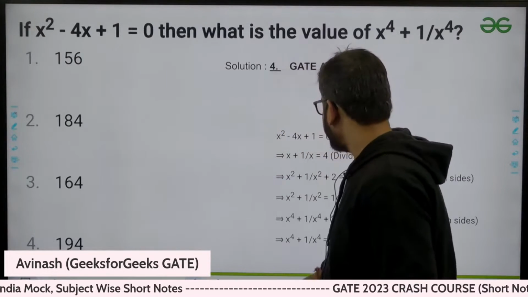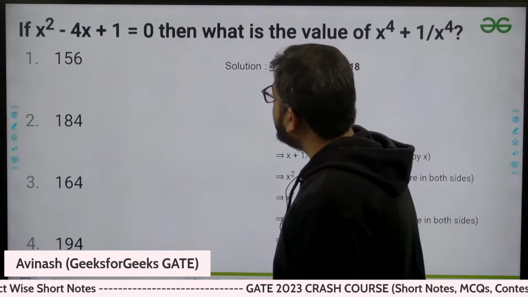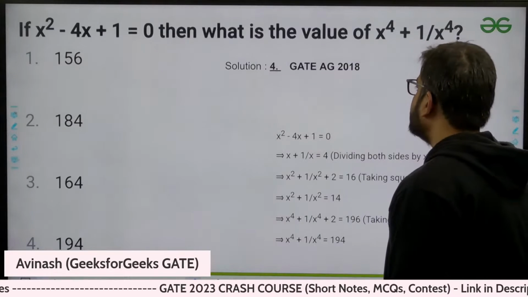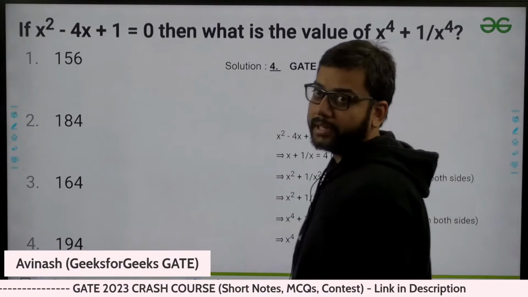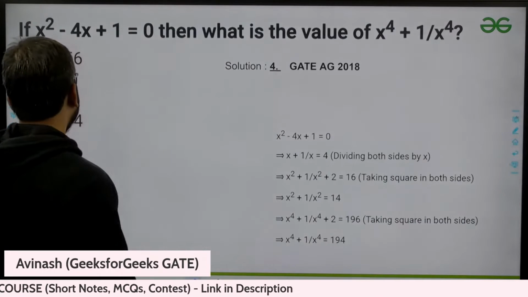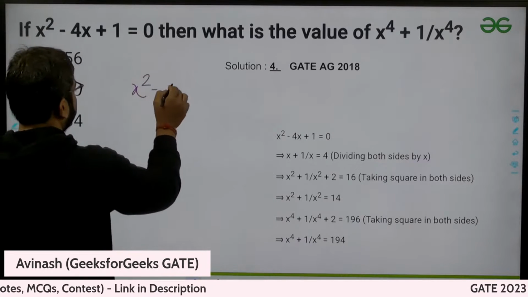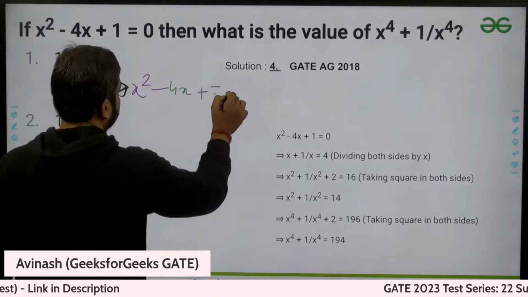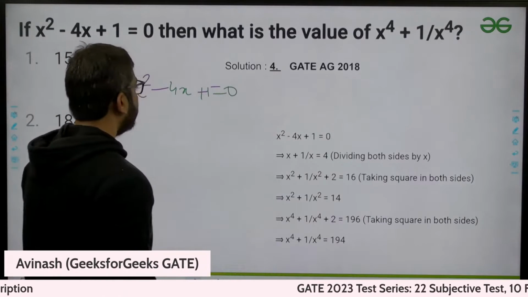Moving next. x square plus 4x plus 1 is equal to 0. What is the value of x plus 1 by x? I think you have already done this question. x square minus 4x plus 1 is equal to 0. Okay, just do one thing.